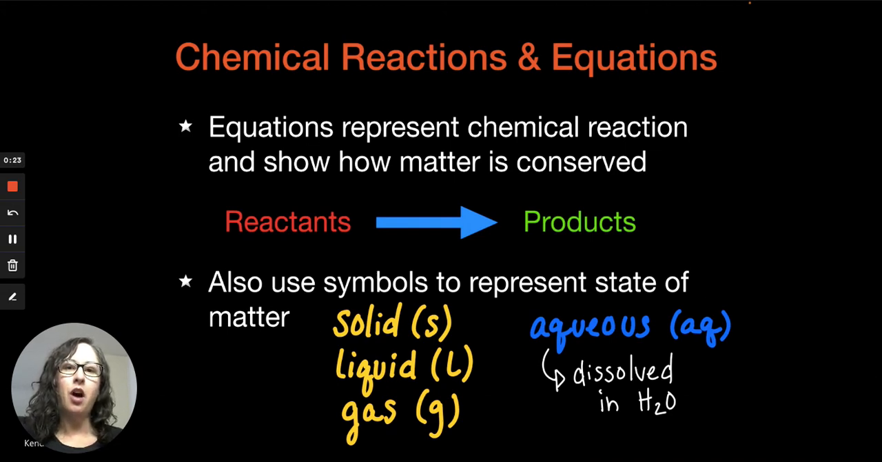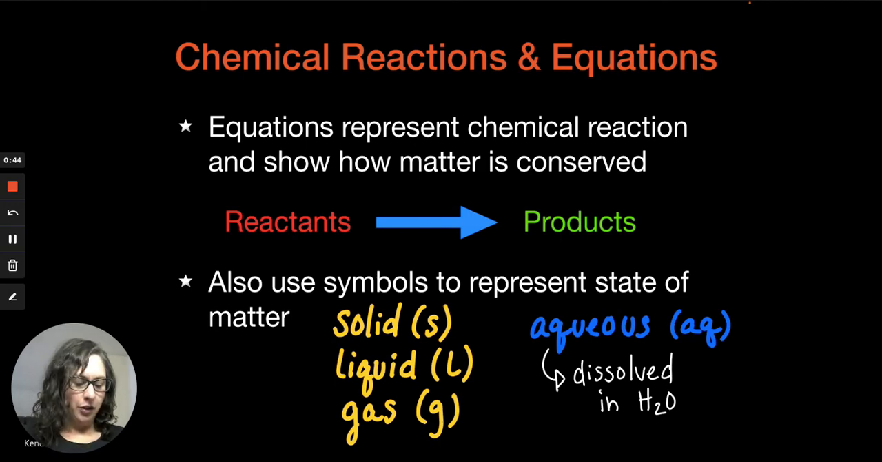We also oftentimes are going to represent what state of matter any of our compounds or molecules might be in. And so solid, liquid, gas, they're just the lowercase for the first letter. And then for aqueous, we actually use aq. I know my Q's always look a little strange, but that is a Q. And that just means that it's been dissolved in water.